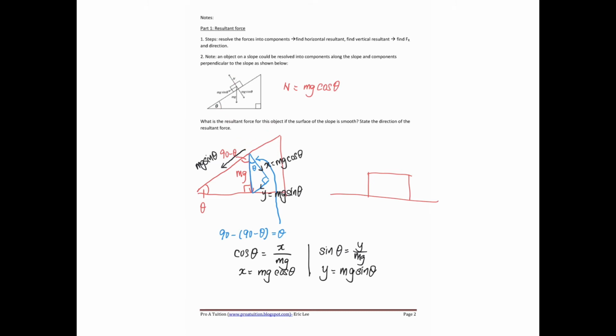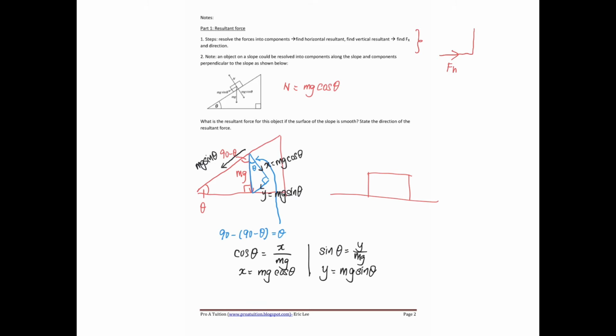Now, at the end, you can find the resultant force and direction. For example, once you get the horizontal resultant, you add up all the horizontal forces. So you get the horizontal resultant. Imagine something like this. You get the horizontal resultant, F horizontal. Then you get all the vertical resultant.